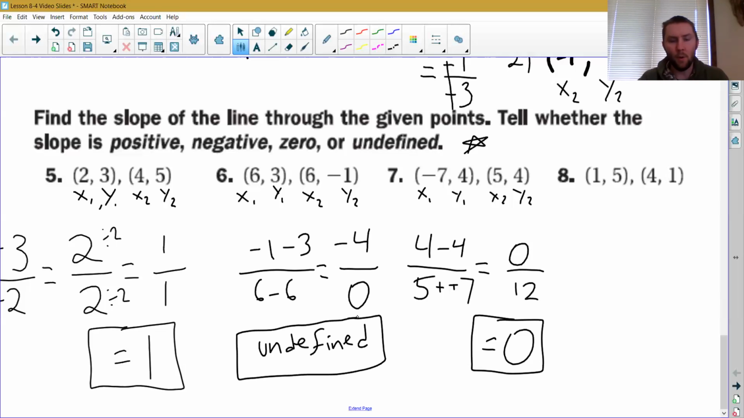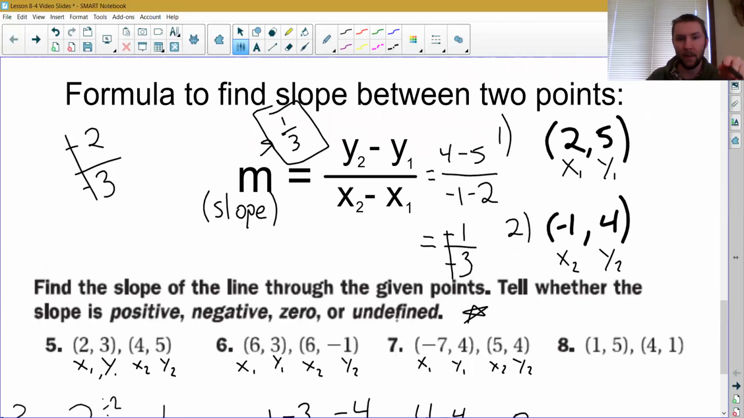Okay, so this process is what I'm going to ask you to do in your practice problems. Okay, take 2 coordinate points, identify the x's and the y's, find me the slope using this formula right here. Okay, m is equal to y2 minus y1 over x2 minus x1. Make sure that is somewhere in your notes to use for your practice problems.